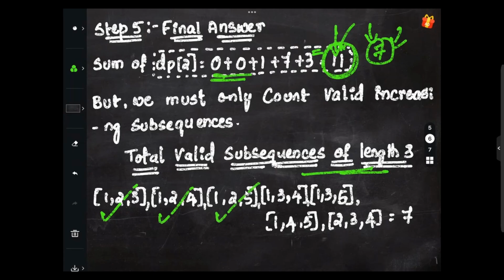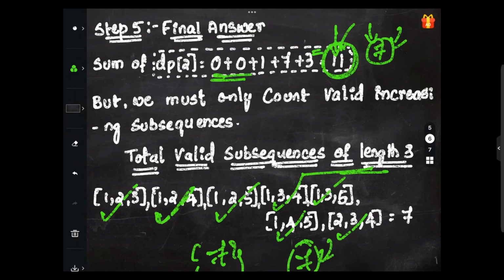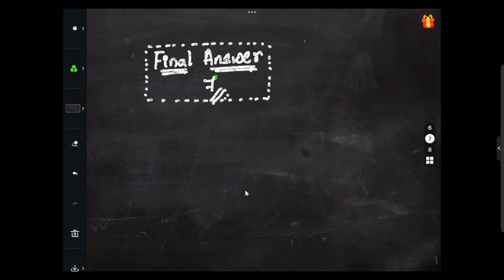These seven are valid subsequences of length 3: 1 2 3, which is in increasing order, right? So this is a valid increasing subsequence. Next, same thing goes with 1 2 4, 1 2 5, 1 3 4, 1 3 5, 1 4 5, and 2 3 4. These are the 7 valid increasing subsequences of length 3. So the total we got here is 7, and the final output is 7.